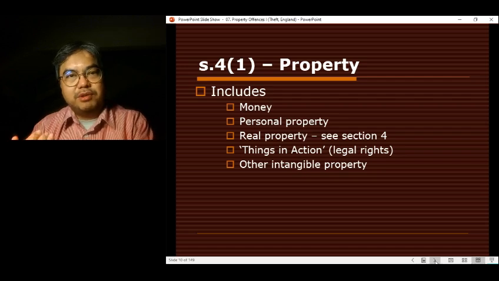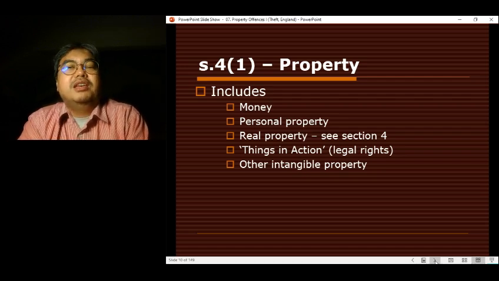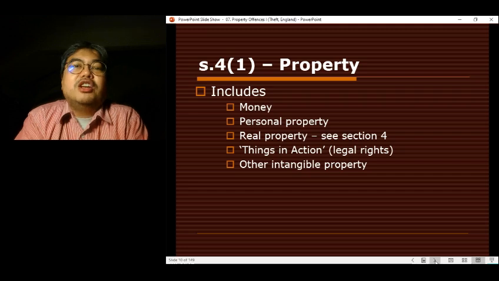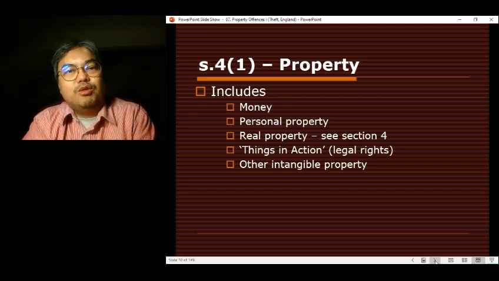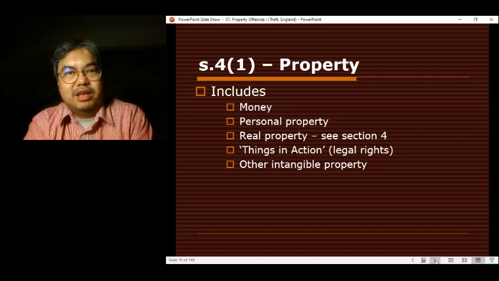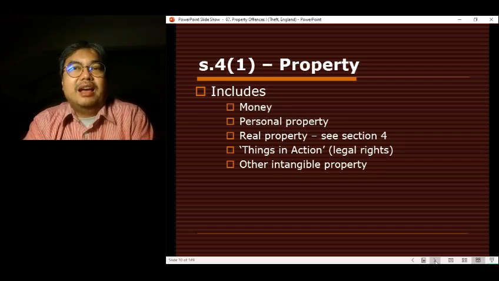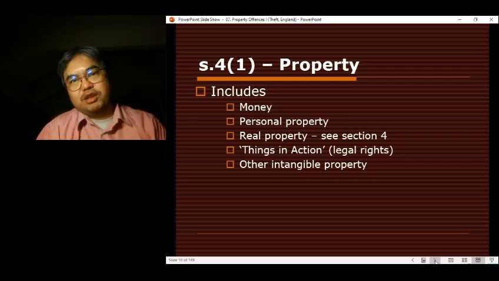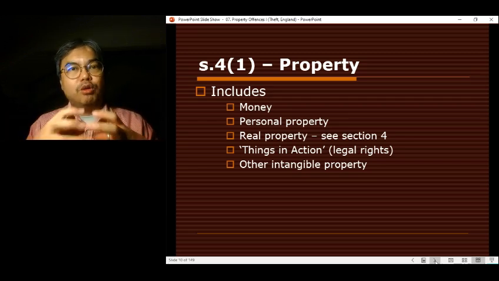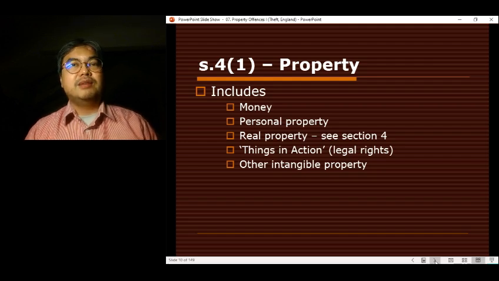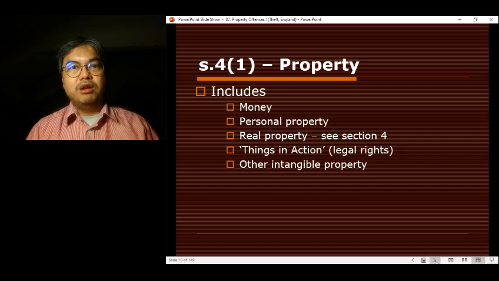Now, a very simple example would be shares in a company. Of course, there are share certificates, but share certificates only show that you actually own the shares. And the shares in the company, like you own 50% of the company, 60% of the company. Now, it's not something that you can physically hold on to. But it's something that belongs to you, and that you can actually go to court and sue them for your share of the company. So there's things in action.